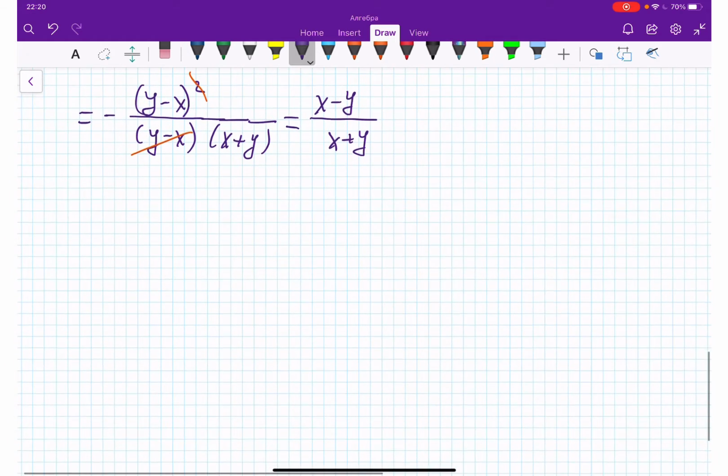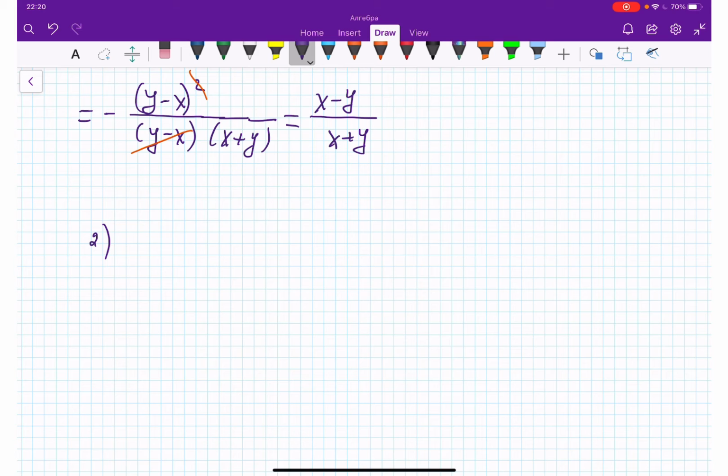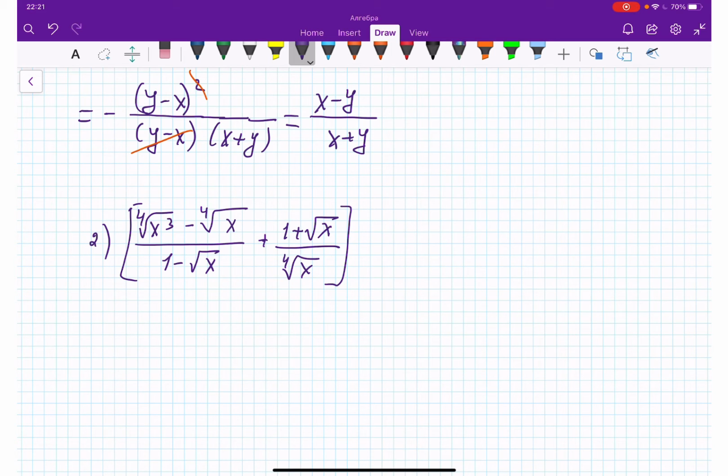Next one. We have radical degree 4 of x cubed minus radical degree 4 of x over 1 minus square root of x, plus 1 plus square root of x over radical degree 4 of x, okay, squared, times 1 plus 2 over square root of x plus 1 over x, to power negative 1/2. All right.